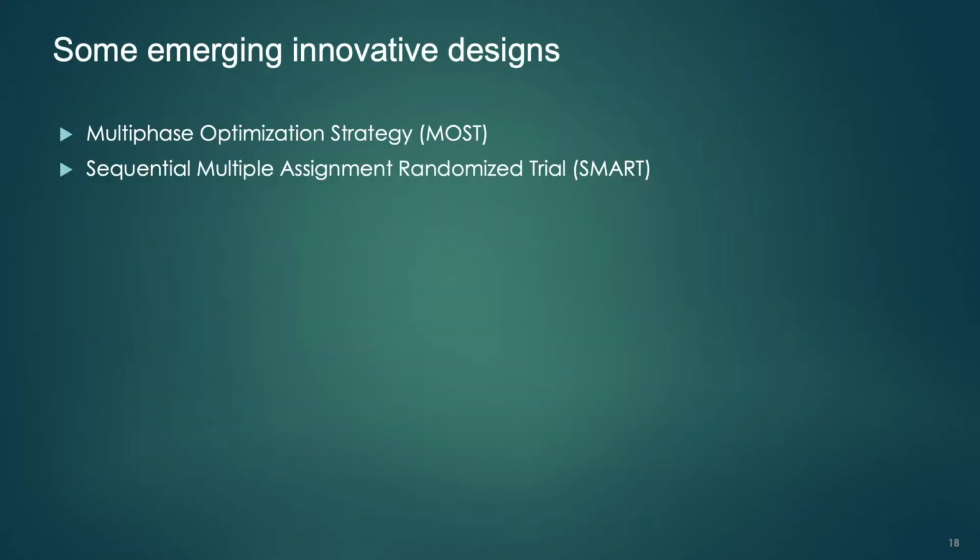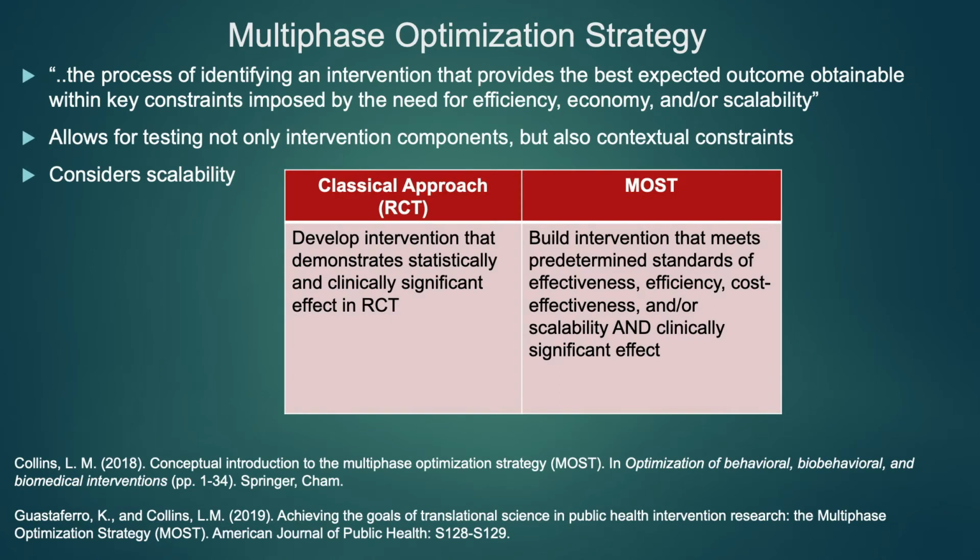I wanted to talk briefly about some emerging and very innovative designs. The very first slide, Glasgow and Chambers, we talked about efficiency, and both the MOST and the SMART designs help us to learn more within a given study. And so for the MOST design, it's the process of identifying an intervention that provides the best expected outcome obtainable within key constraints imposed by the need for efficiency, economy, and scalability.